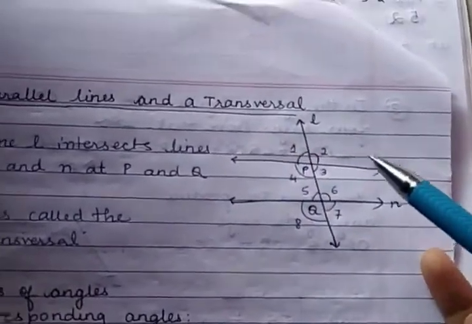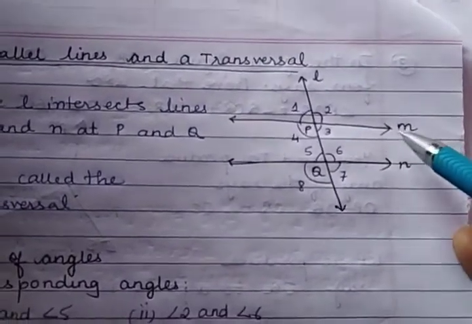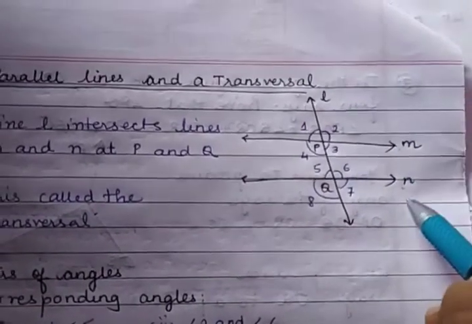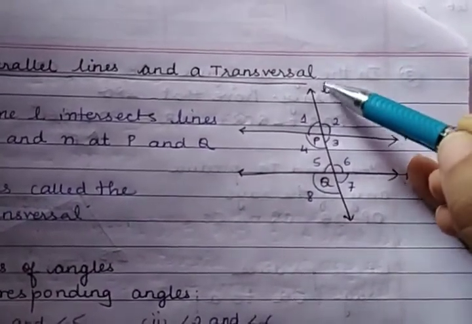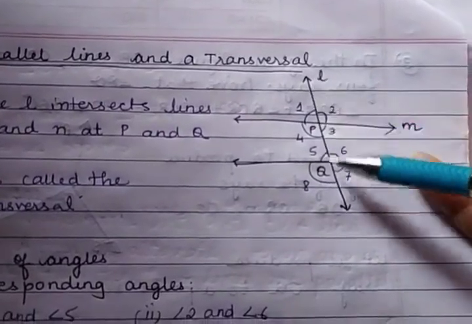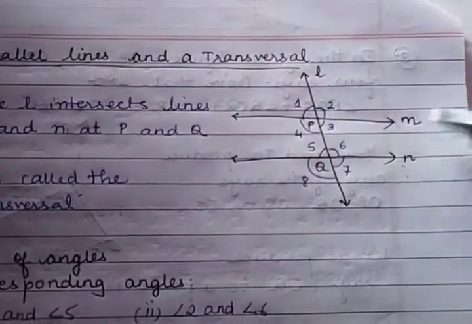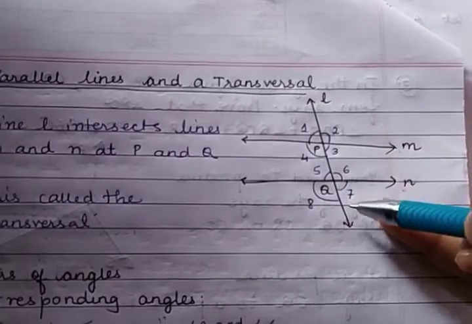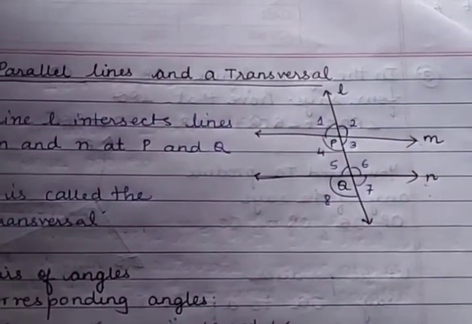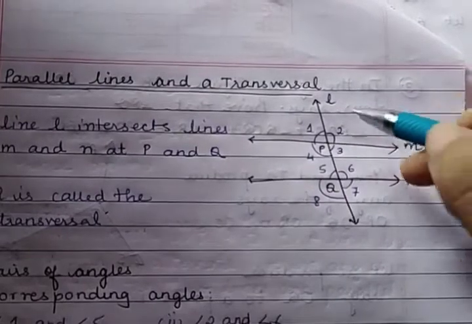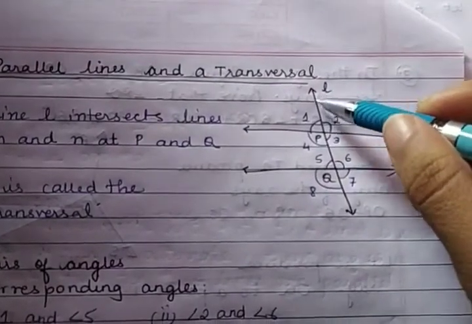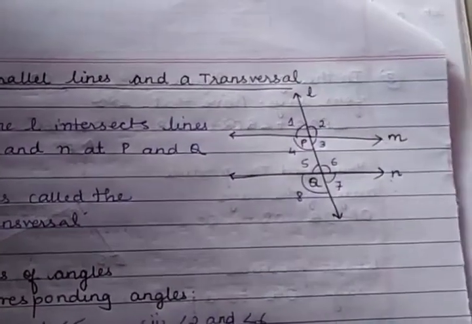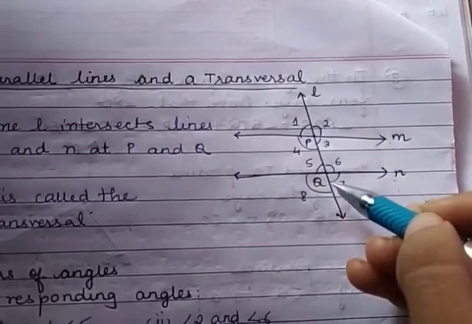Now look at this figure here. The two lines are M and N. These are not parallel lines, just two lines M and N. The line L intersects the lines M and N at these two points P and Q. So this line L is called the transversal of lines M and N. A transversal is a line which intersects the given lines at two points. Here it is intersecting at points P and Q.